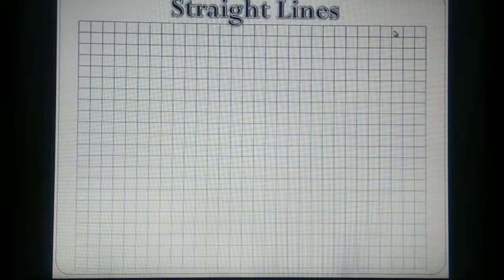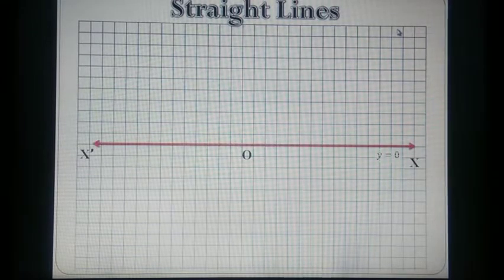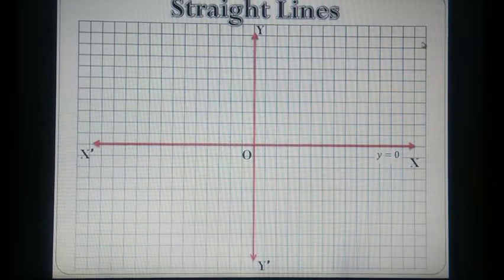To understand straight lines, we'll take a graph sheet and draw the x-axis. Similarly, we'll draw the y-axis. The very important thing you need to know here is that we are going to learn about the equation of straight lines. The equation of the x-axis is given by y equals 0. So whenever you see y equals 0, this represents your x-axis.